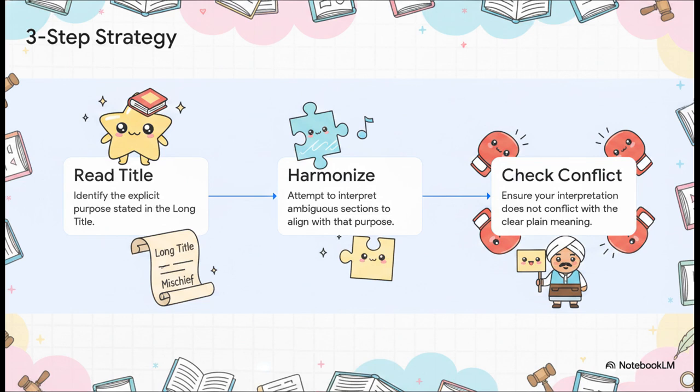Step 2, harmonize. Look at the ambiguous text and try to construct an interpretation that aligns perfectly with that broader purpose. And finally, Step 3, check for conflict. You must always double-check that your new interpretation doesn't create an absurdity or fight the plain, literal wording of the section. Just remember that shopkeeper in Punjab.